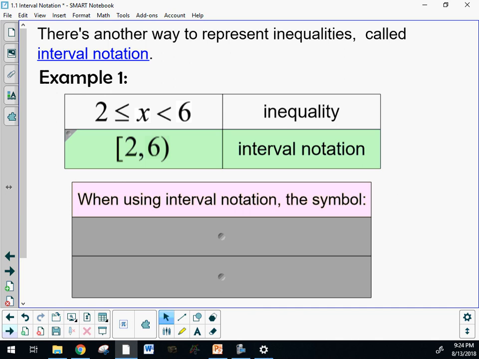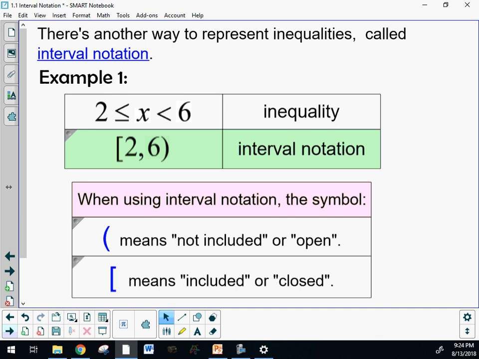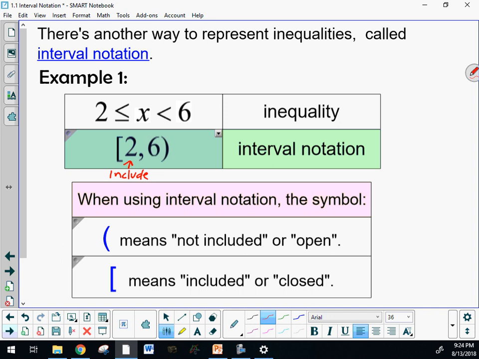Now you might remember, this might look familiar to you hopefully, when you're using interval notation, you use a parenthesis to mean that it's not included, or sometimes we'll say it's open on that side of the interval. And you'll use a bracket if the value is included, and sometimes we'll say that that's closed. So this is saying that the 2 is included. x could be 2, and this parenthesis is saying that the 6 is not included, or in other words, x can't take on the value of 6, just anything up to 6.